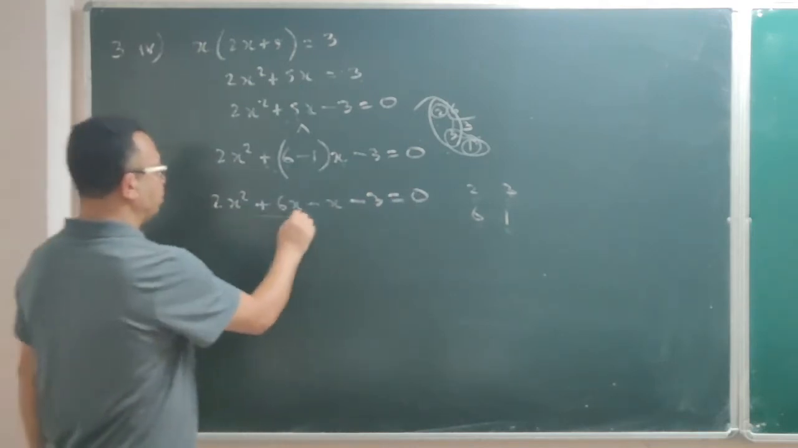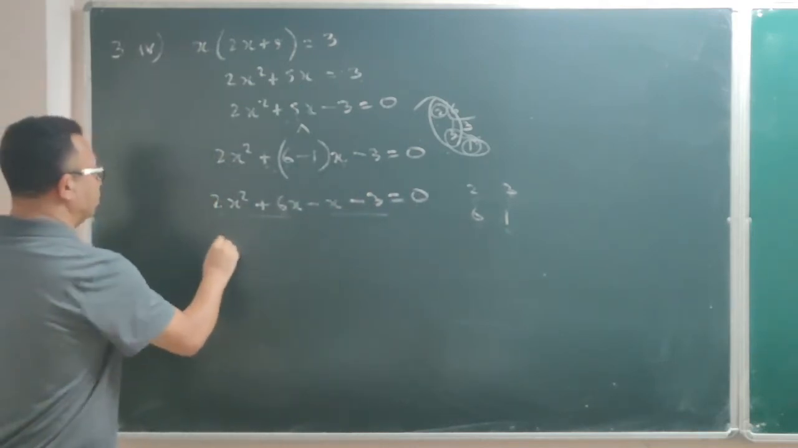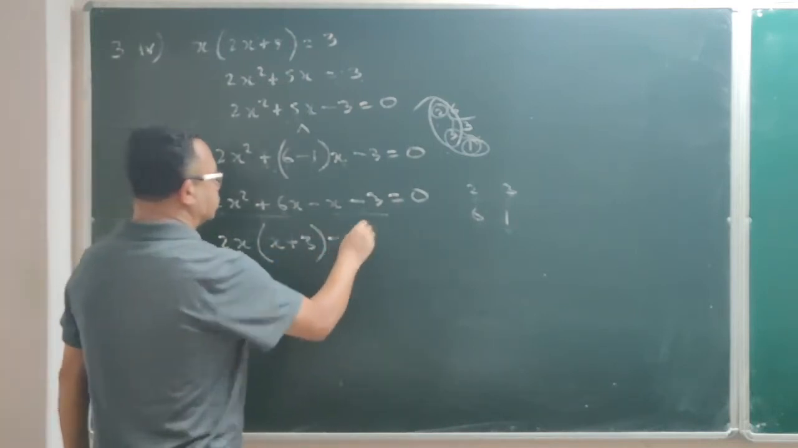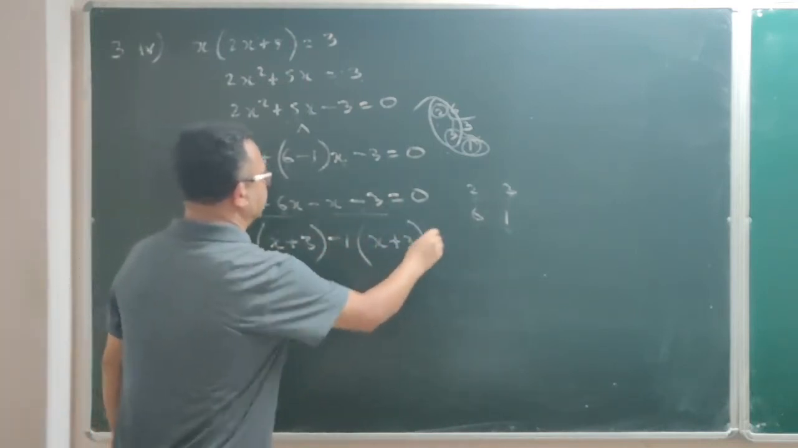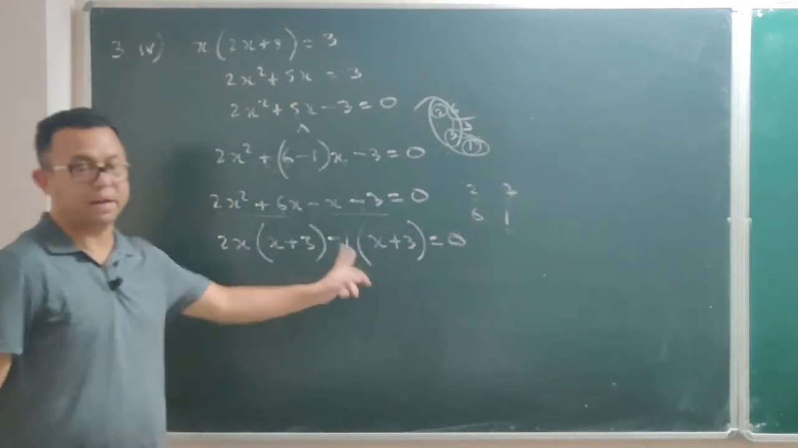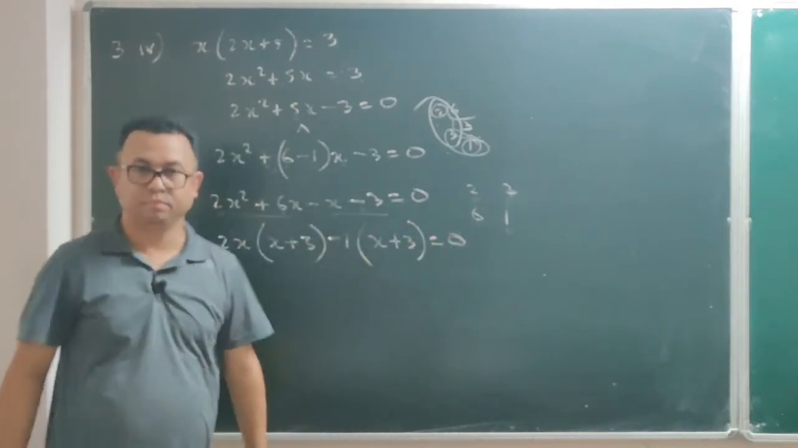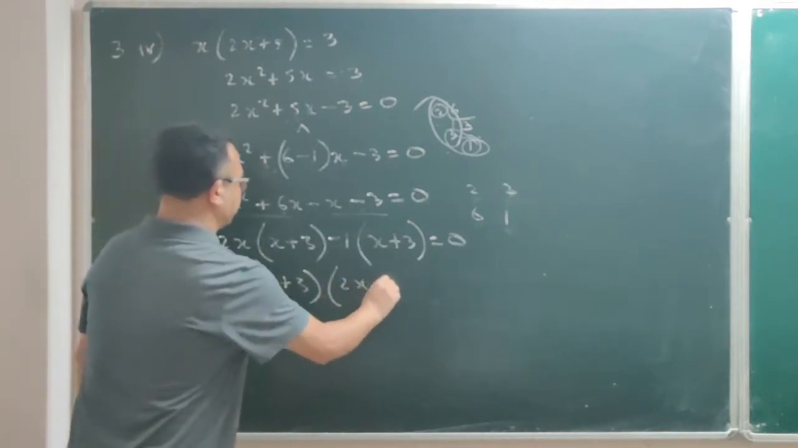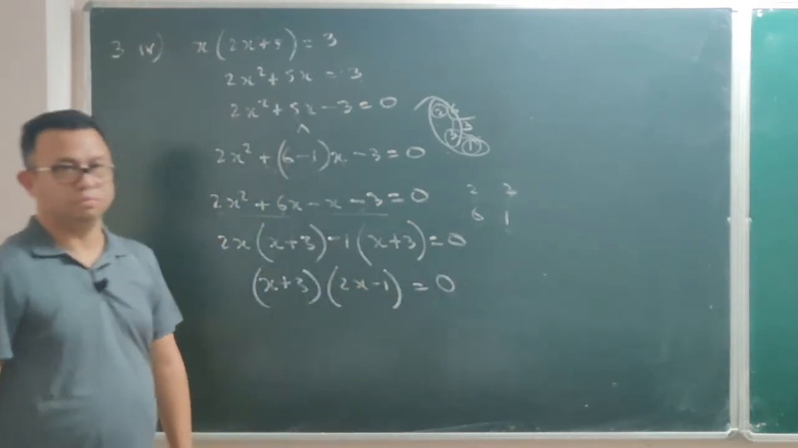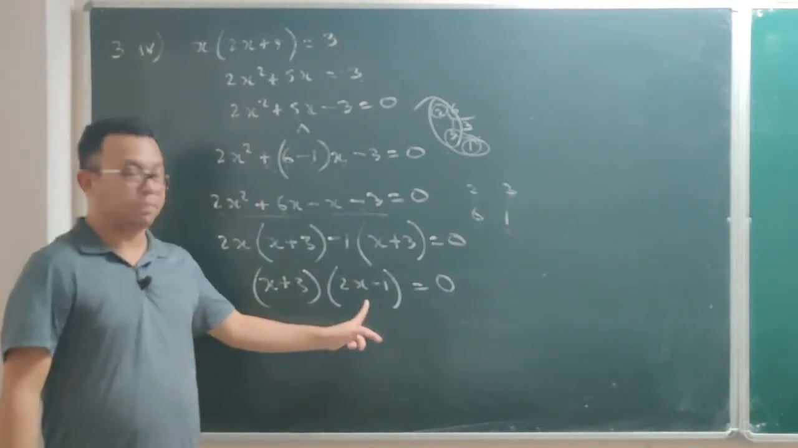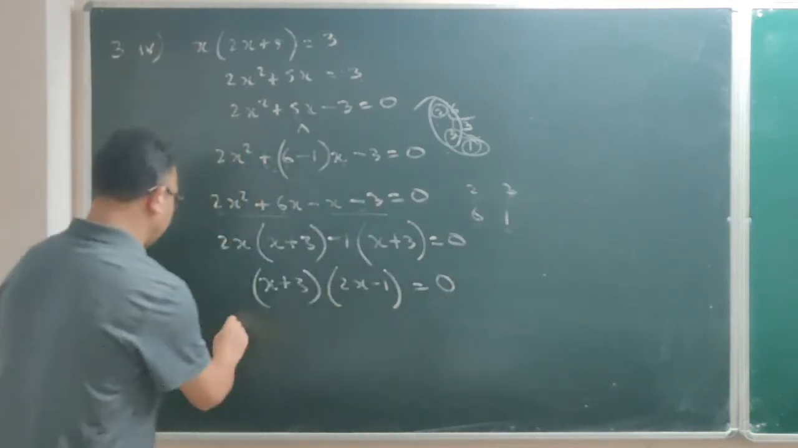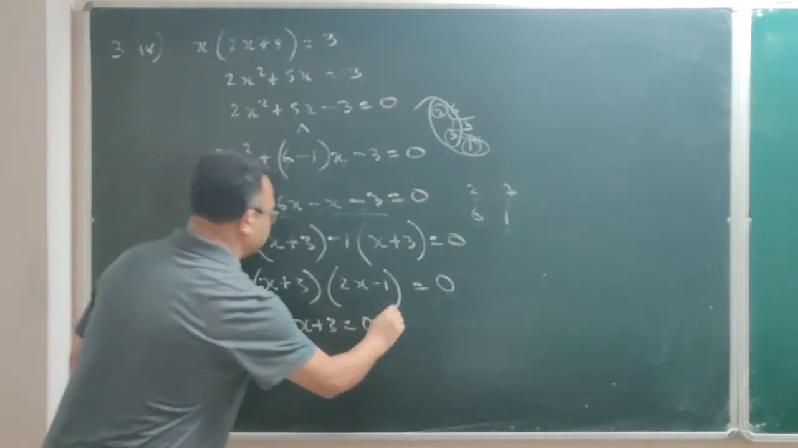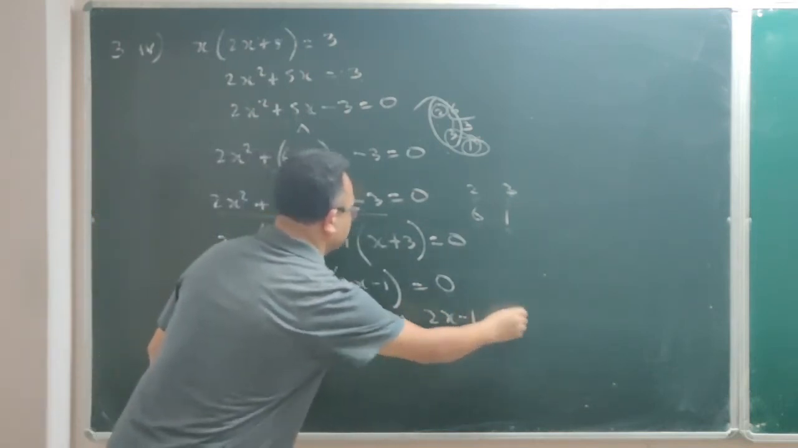Now taking common between these two and between these two. Between these two, 2x is common, so it will be x plus 3. Then between these two, minus 1 if I take common, that also will come x plus 3. Now ultimately the two brackets are coming the same. So taking common x plus 3 and the other one as 2x minus 1 equal to 0. Now as the two brackets are multiplying, if the answer is 0, then either the first bracket is 0, or the second bracket is 0, 2x minus 1 equal to 0.